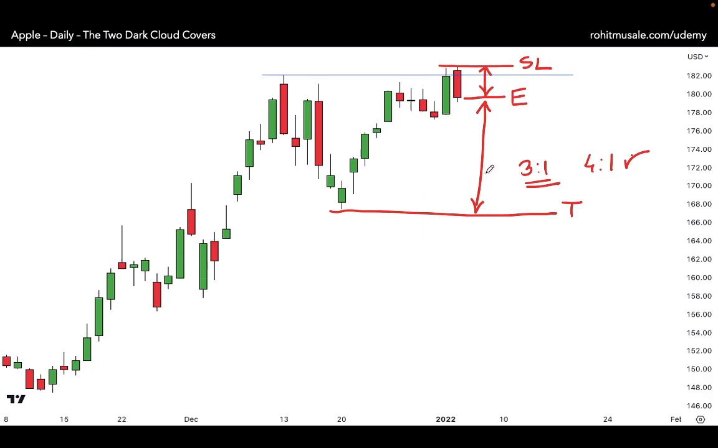The only problem with this trade, the only obstacle for this trade is this. You look at these two candles, between these two candles there is something called a gap or a rising window. A rising window can become support.